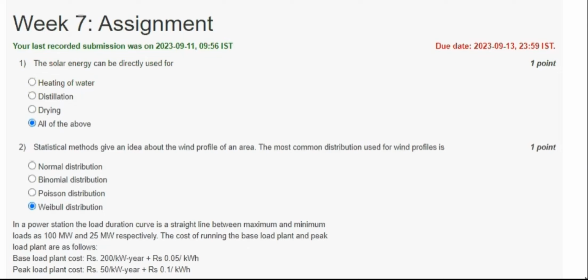Question number 2, statistical methods give an idea about the wind profile of an area. The most common distribution used for wind profile is the Weibull distribution. So the right answer is the Weibull distribution.